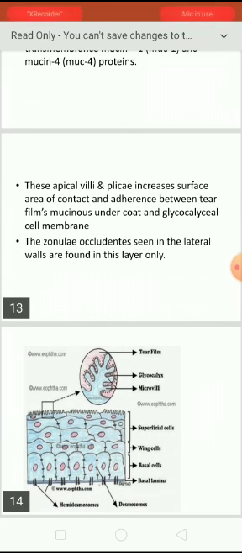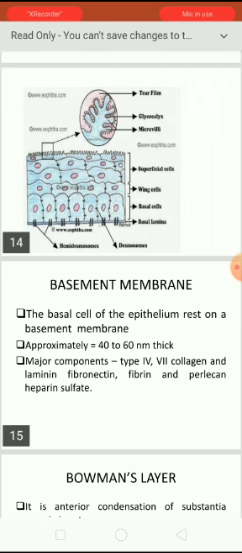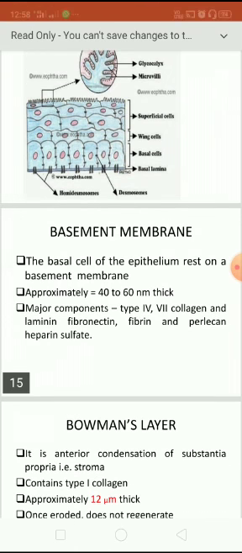Here we can see the tear film and the microvilli which attach to the tear film with the help of glycocalyx. And here we can see the layers: superficial layer, wing cell layer, and basal layer, which is attached to the basement membrane by desmosomes and hemidesmosomes. The basement membrane: the basal cells of the epithelium rest on the basement membrane. It has major components of type 4, 6 and 7 collagen. It also contains laminin, fibronectin, fibrin, perlecan and heparan sulfate.